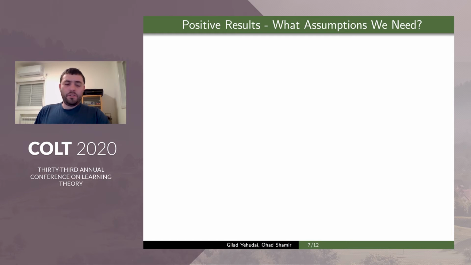Okay, so after we showed some negative results, what can we say about what are the assumptions that we do need in order to ensure convergence?